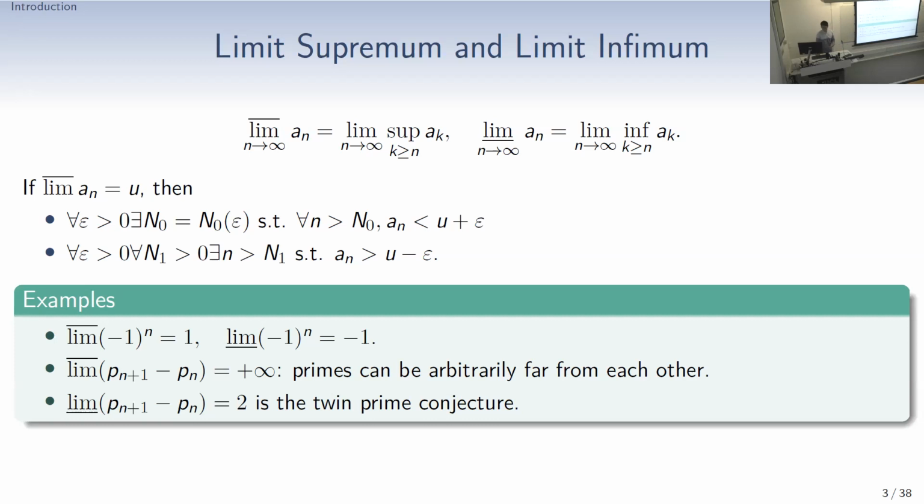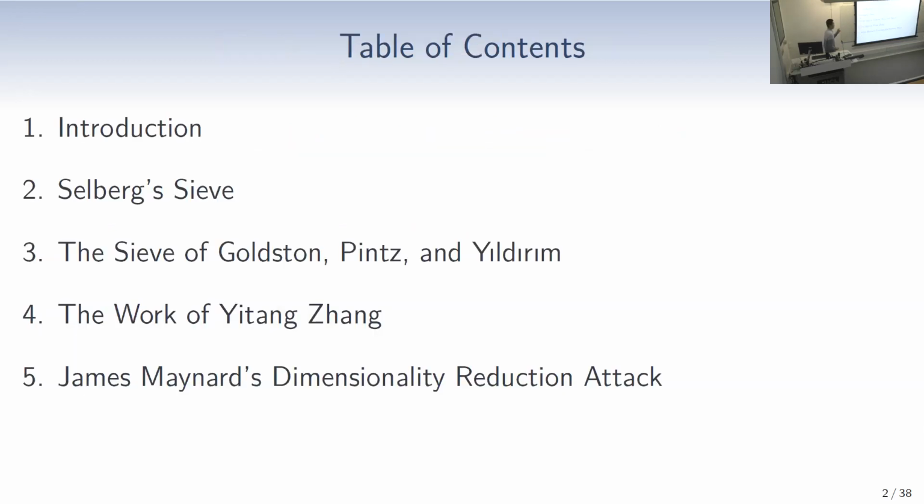So these are just some notations, and these are the ingredients that will be covered in this talk. First we'll introduce what a prime gap is and what some current results on this line of research are. And I'll introduce Selberg's sieve, the sieve of Goldston, Pintz, and Yıldırım, and the work of the Chinese mathematician Yitang Zhang, and also James Maynard's work, who became a Fields medalist this year. All of these works are very relevant to the study of prime gaps. So let's start with the introduction.